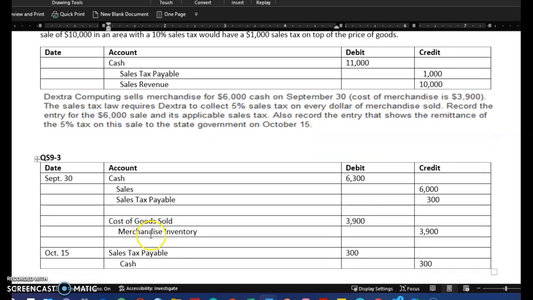There is also the second entry that, don't forget, it takes two entries. We debit cost of goods sold for $3,900, and we credit merchandise inventory for $3,900. And then on the 15th, we remit the $300 we collected from the customer for sales tax. We remit it and send it to the state. So debit sales tax payable, $300, and credit cash, $300. And that would make this credit of $300 now paid because of the debit of sales tax. We no longer owe it.